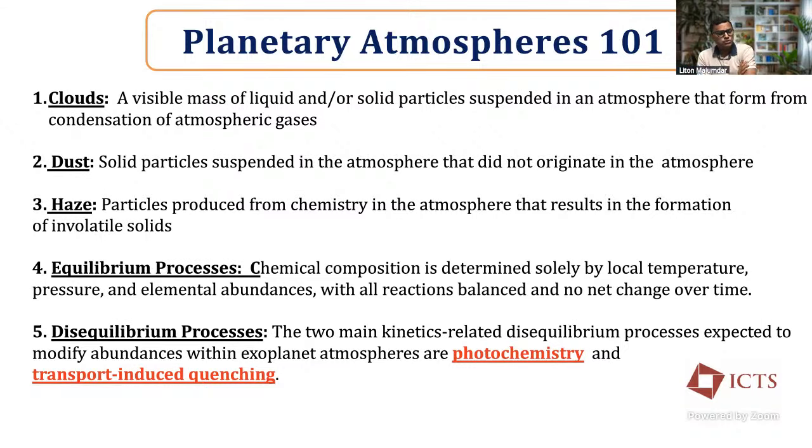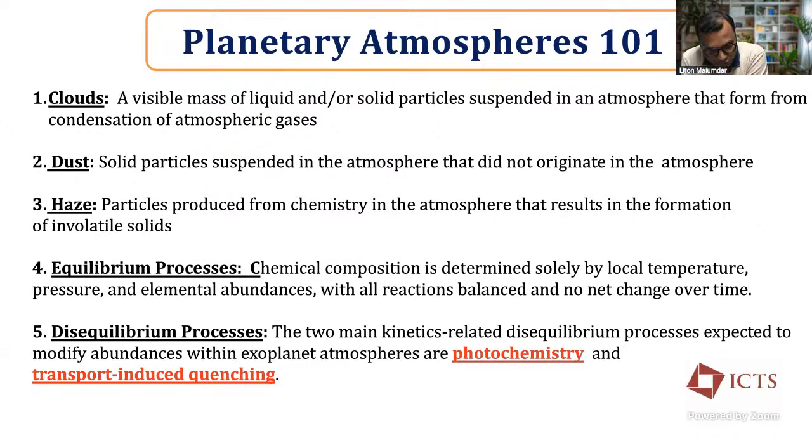Then I will also talk about equilibrium processes. These equilibrium processes can be defined as chemical compositions where the chemical composition in the atmosphere is solely defined by the local temperature and pressure, along with the elemental abundances that the planet has inherited from the early stages. And all reactions are balanced. There is no change over time. So essentially, it means you have reactions where the forward reaction rate and the reverse reaction rate are equal.